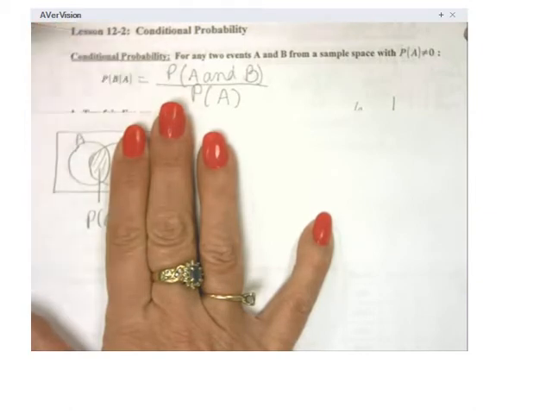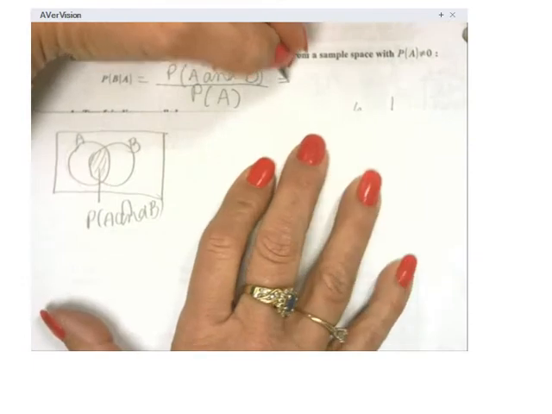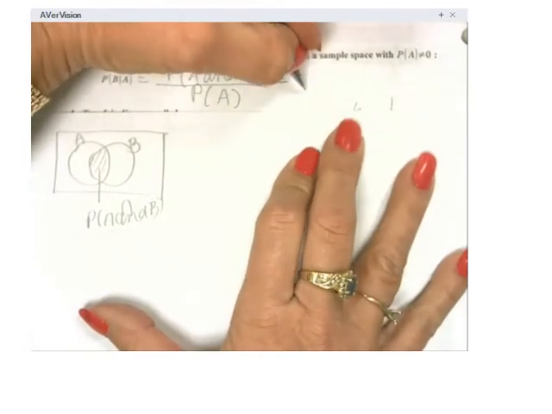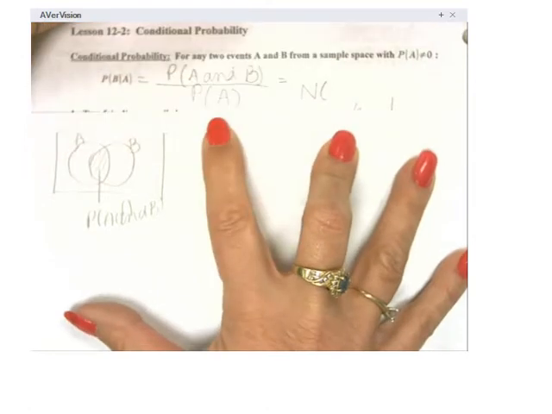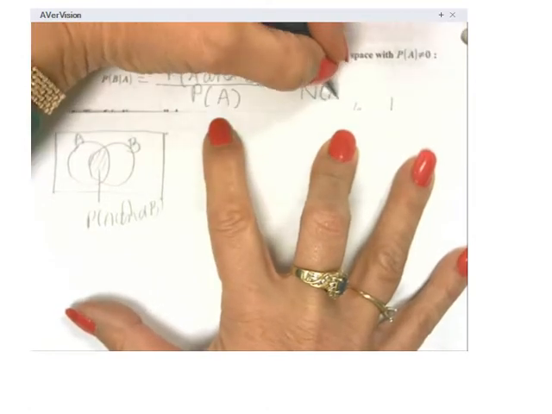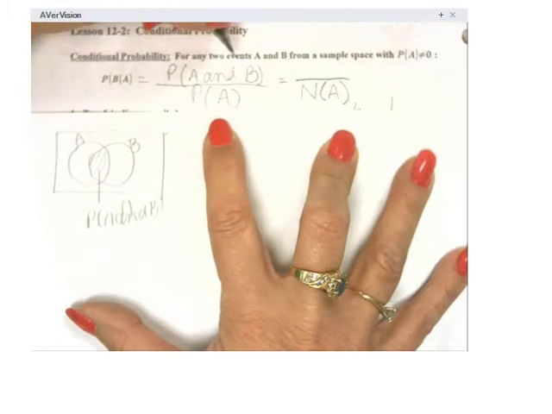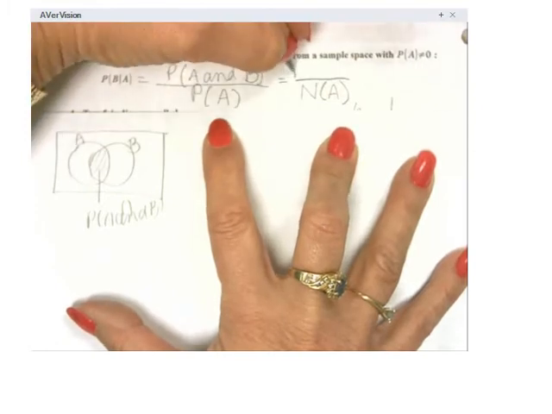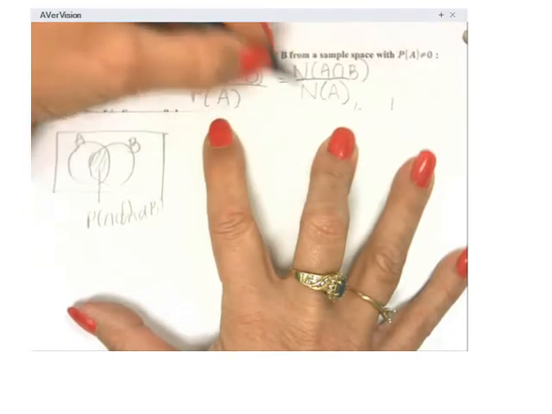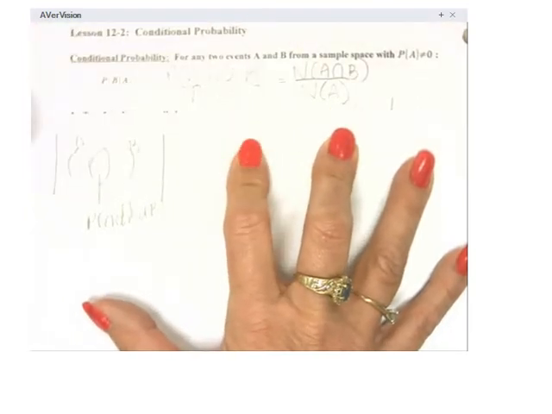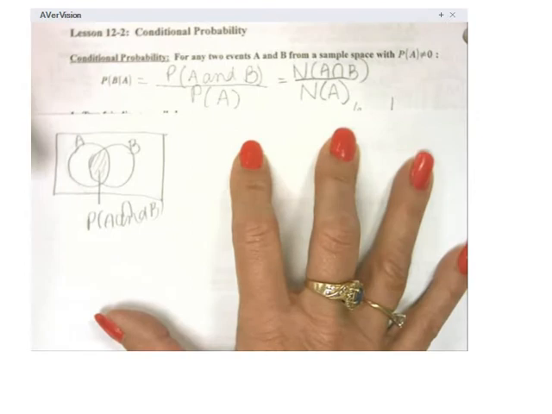Now sometimes we can do this in terms of a count. I'm going to use N to stand for the number of elements. If we can find the number of ways that A can happen, and then the numerator is the number of ways that we have an intersection, sometimes this is a little bit easier to do. So it depends on the way the probability is given, and you'll see what I mean as we move to this first example.